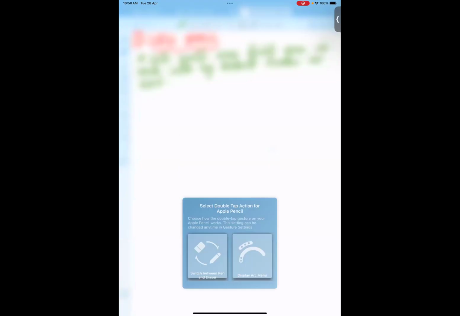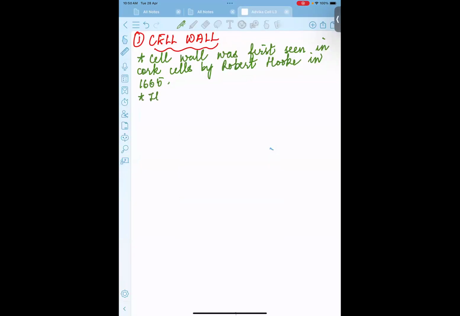Now, it is present in plant cells. It is also present in bacteria. Bacteria will also have the cell wall, and they are also present in the fungus. So fungus also will have the cell wall. The only difference is that in the plants, the cell wall is made up of cellulose, but in the fungus, there is another substance it is made up of, which is called chitin.